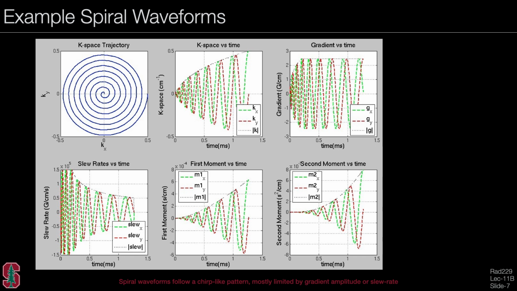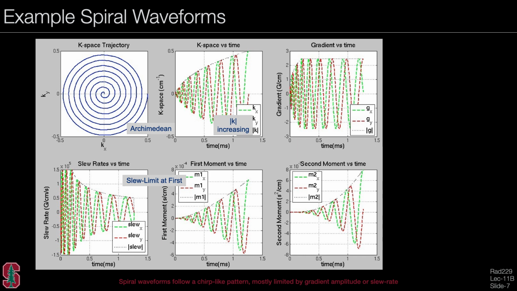So this is an example of a spiral waveform here. You see the k-space trajectory, kx, ky. You see the k-space over time, the gradients over time, the slew rates over time, the first moments over time, and the second moments over time. So again, this is an Archimedean spiral. The density is roughly uniform. The k-space amplitude is increasing over time.